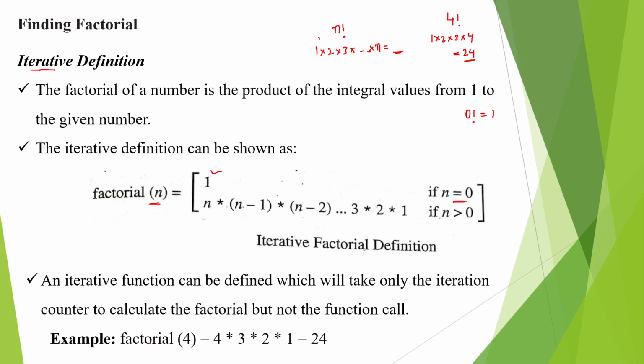We will see that in our next slide. Here we are calculating the factorial. In this particular example, you can see we are calculating the factorial of 4. So what we did: 4 multiplied with n minus 1, multiplied with n minus 2, and so on, till the value of n becomes 1. So first we multiply with 4, then 3, then 2, then 1. So we will get 24. So factorial of 4 is 24.